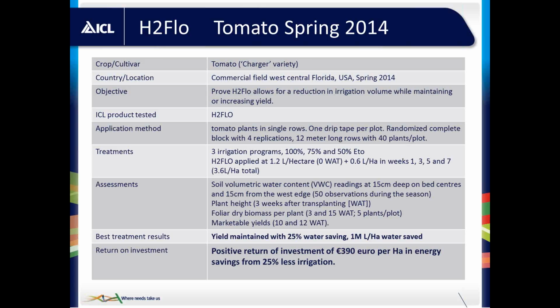So there's 3.6 litres in total. We were looking at the soil volumetric water content, so that's the moisture content at 15 centimetre depth and 15 centimetres from the edge. We were looking at plant height, we were looking at foliar biomass, and the key obviously here was we were looking at the marketable yields at 10 and 12 weeks after transplanting.